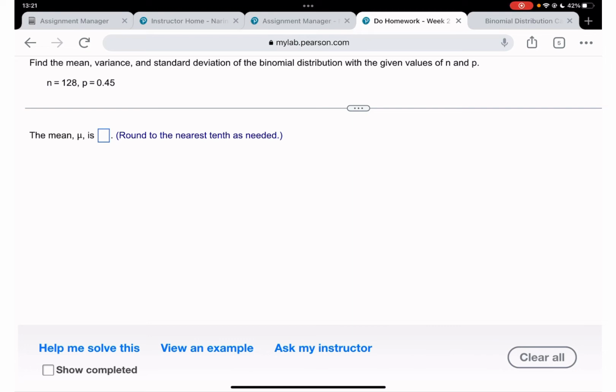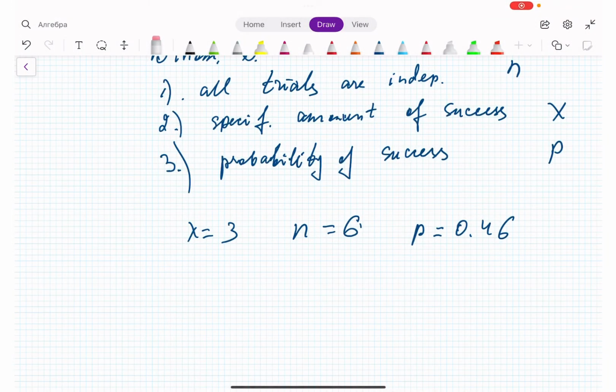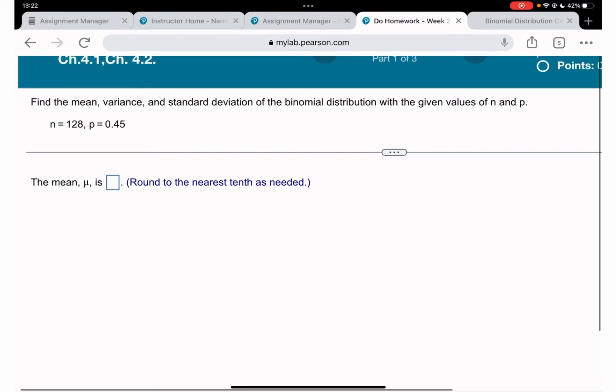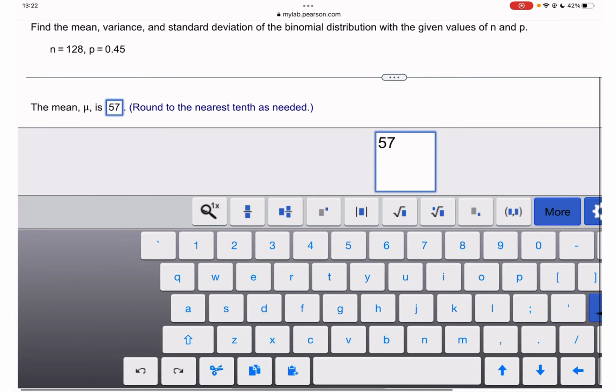Okay, moving to the next problem. N is 128, P is 0.45. X we don't know yet, so we shall see. Oh, okay, we need to find the mean. So the mean is going to be 128 times 0.45, and we are getting 57.6.